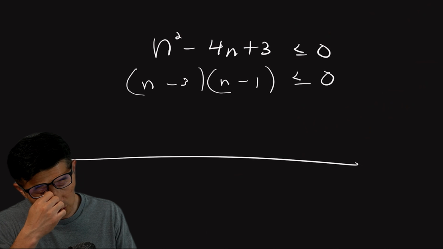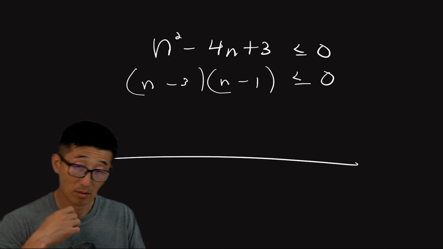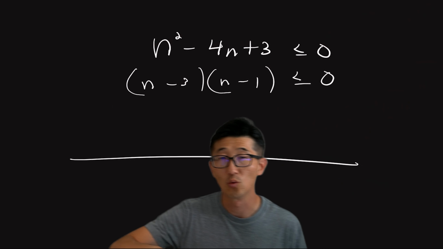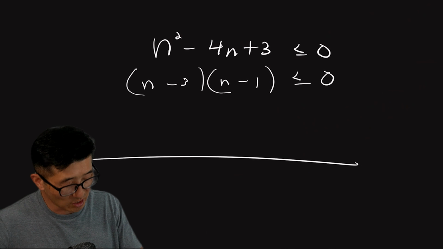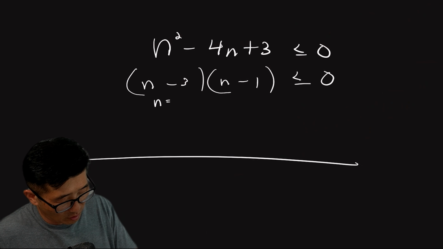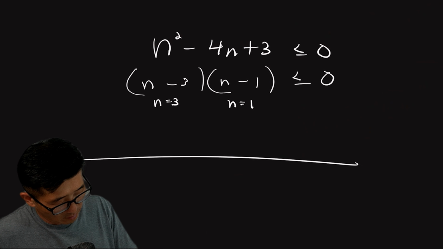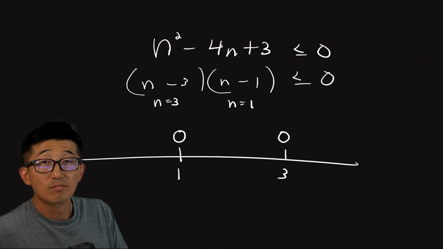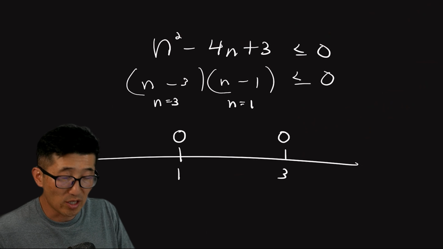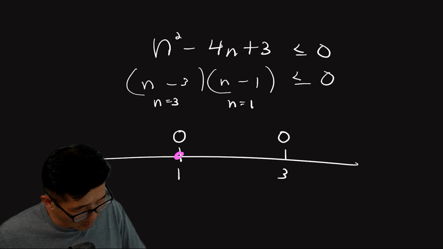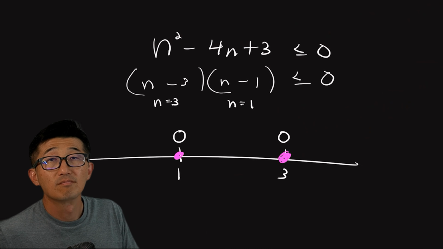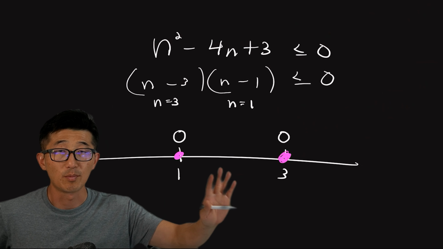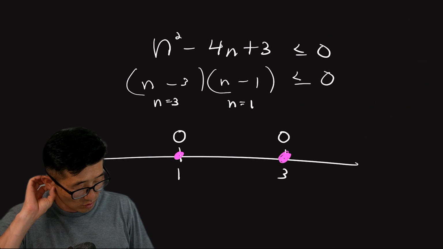The numbers that turn the equation to 0. You start with whatever yields a 0. What's going to make this into 0? 3 and 1. So I'm going to put 1 and 3 right there, and I put 0 on top. Now we want it to be less than or equal to 0, so we do want 0. So I'm going to just go like this, shade it in. But now the question is, what about the numbers below 1, between 1 and 3, and after 3?